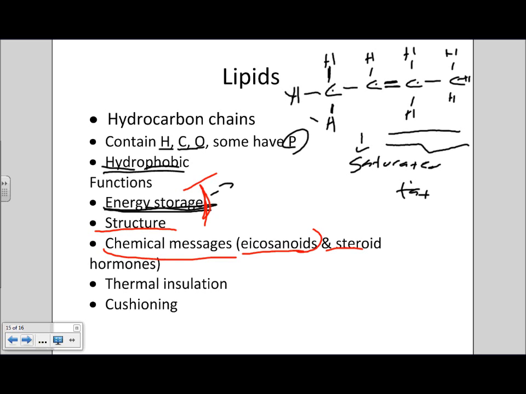Eicosanoids are very short distance traveling chemical messages that influence cellular activity. I'll mention these more as I go throughout the specific chapters. And steroid hormones, I'll talk more about these in the endocrine system, but these are hormones that are derived from cholesterol. Okay, and cholesterol is another one of those things out there that has a really bad reputation.